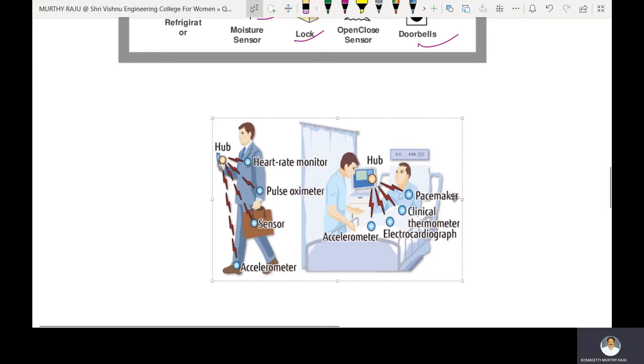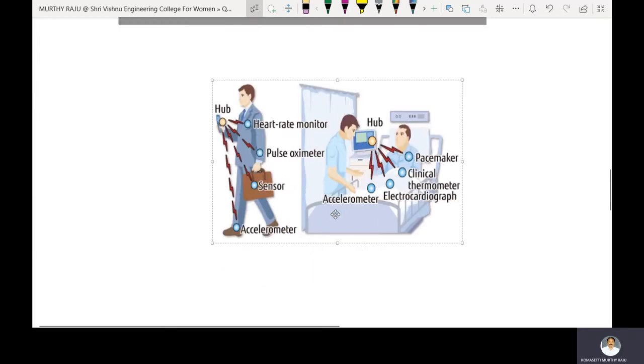Here a doctor, here a pacemaker. Sometimes the heartbeat is very, very low. The pacemaker's aim is to compensate for such effects. Clinical thermometer, electrocardiograph, accelerometer.